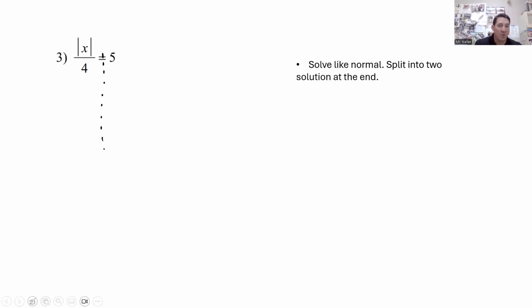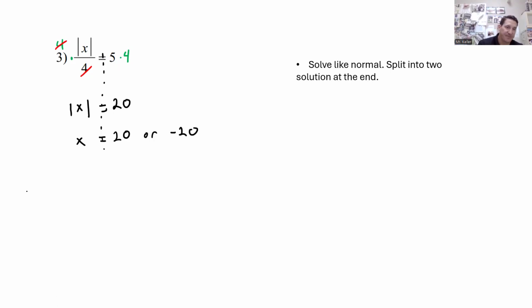Solving, you solve like a normal equation. I want to get rid of the 4 on the bottom, so I'm going to multiply both sides by 4. Times 4 divided by 4 cancels out, and I'm left with just the absolute value of x is equal to 5 times 4, which is 20. And now, like we did last time, there can be two solutions. So x is anything that has a distance from 0 of 20. So there are two things that are 20 away from 0. Positive 20, or it could be negative 20.